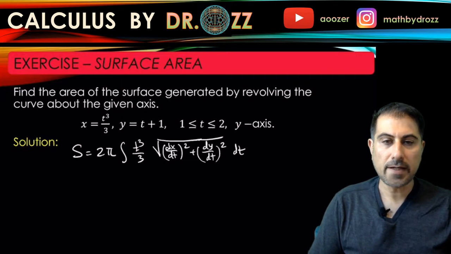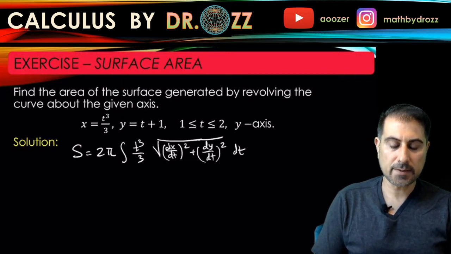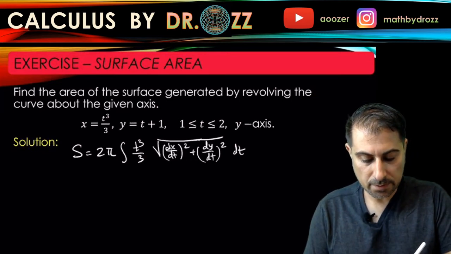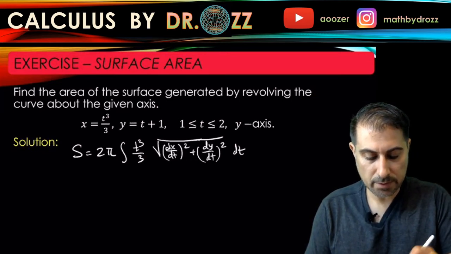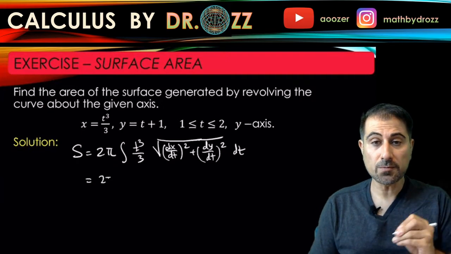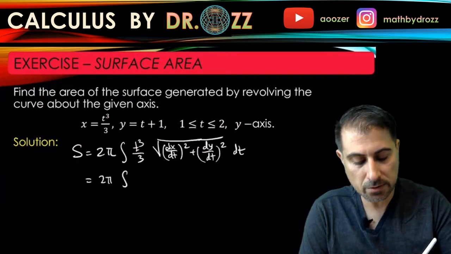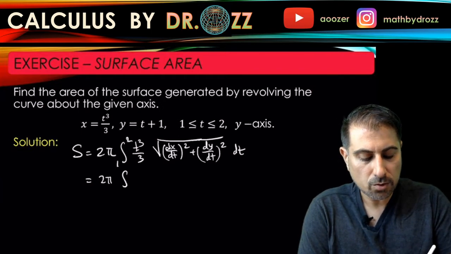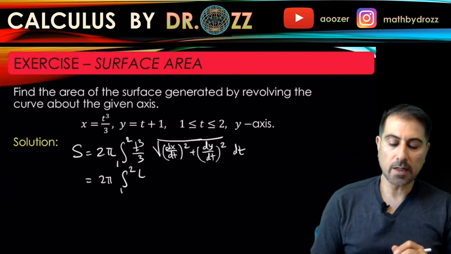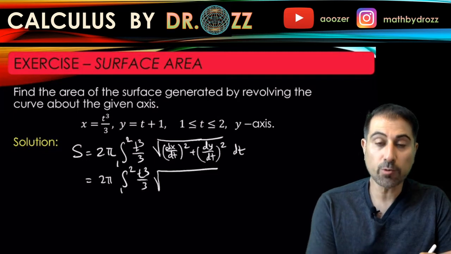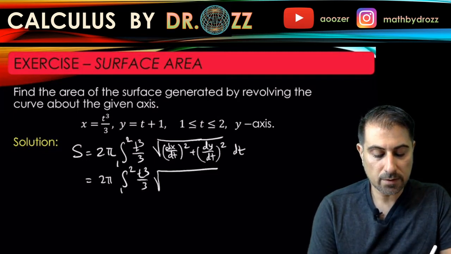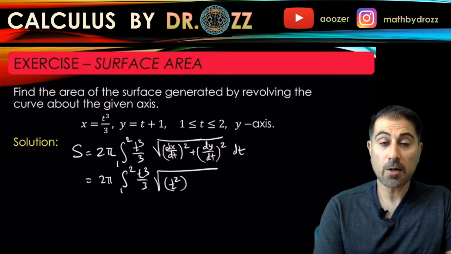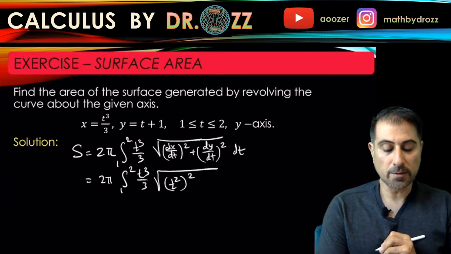All right, so we need dx over dt and dy over dt. Let's just plug them back in as well. So I already plugged in t cubed over 3, plus we should put the limits of the integration. This is going to be from 1 to 2, t cubed over 3. So dx over dt is 3t squared over 3. So that is t squared. So I take the square of that. Plus dy over dt is 1. 1 squared is just 1.